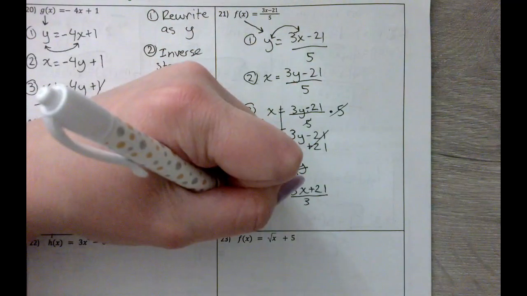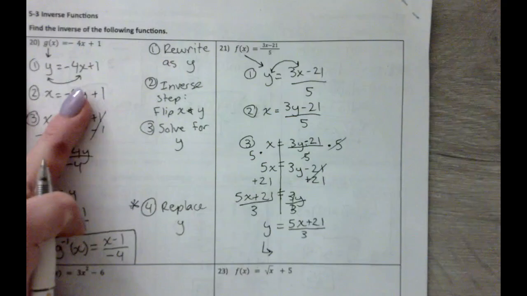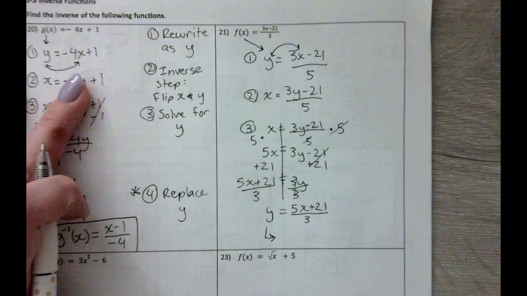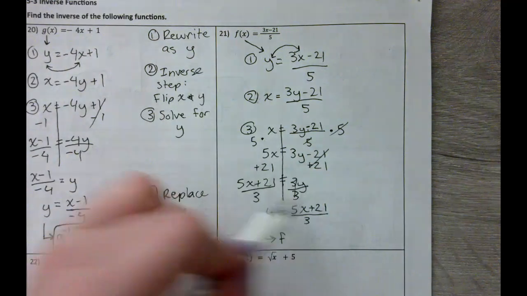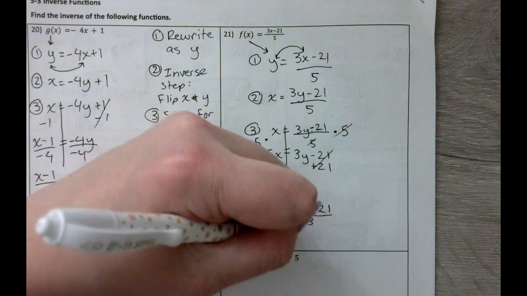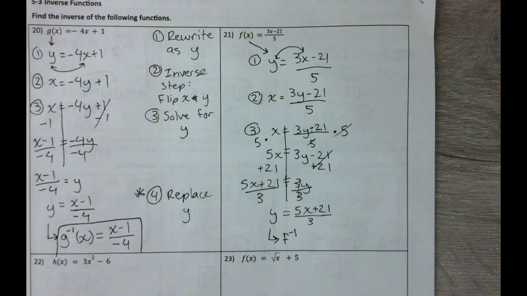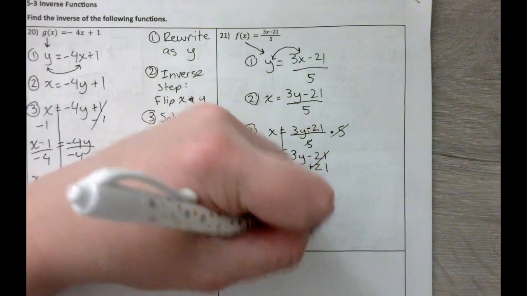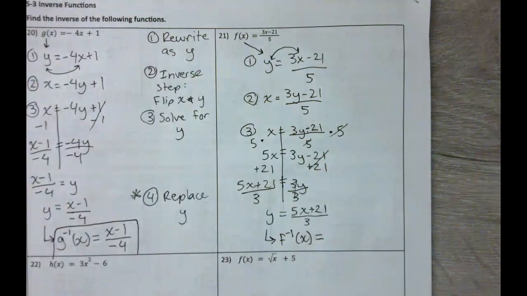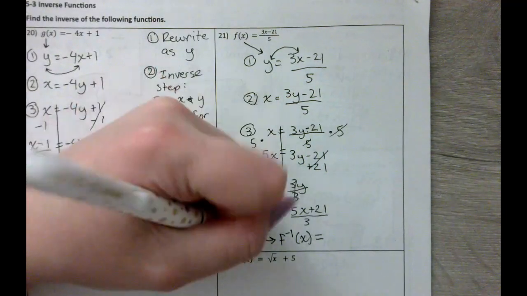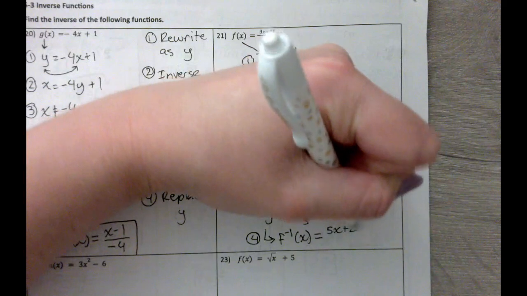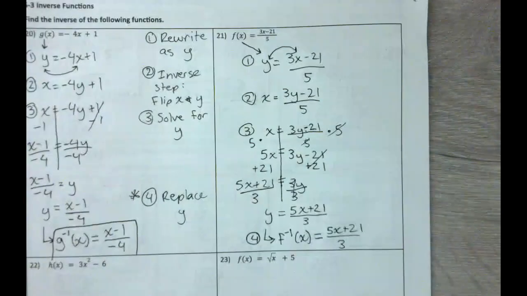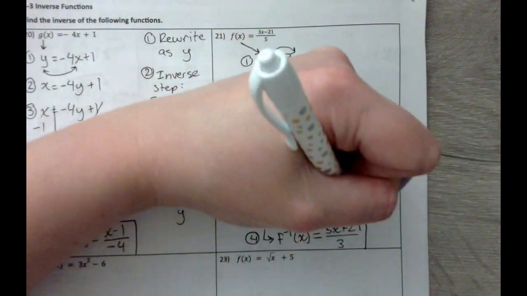Last important step, we did not start with y, we started with f. So instead of y equals, we're going to have f, and then remember, this is the inverse that we have found. So we have to have the negative 1. Inverse of f of x equals, sorry, this is step 4, 5x plus 21 over 3. And this is my final answer.